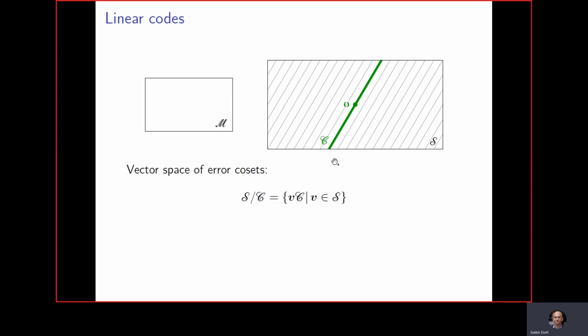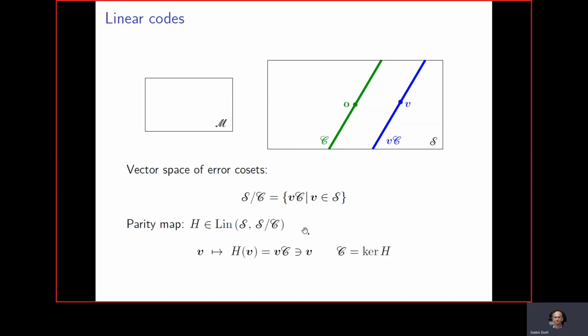The cosets of the code are called error cosets. These, on the one hand, partition the signal space S, and on the other hand, form a vector space, which I will call vector space of error cosets. There is also a parity map H, that is a linear map between S and the vector space of error cosets, and it maps a received signal V to the error coset that contains V. It follows that C is a kernel of H.